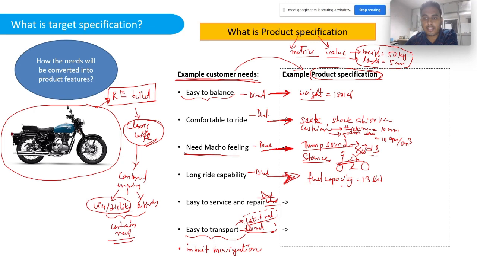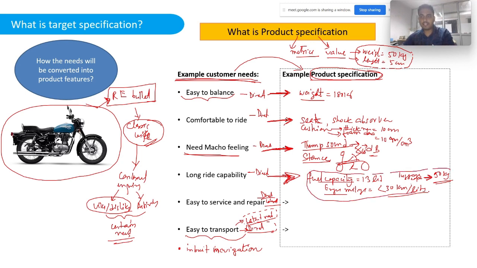You can say the engine mileage is something like less than 30 kilometer per liter. That is a measurable specification. So mileage means long run, fuel capacity means long ride. Again, luggage carrying capacity. If you are going on a long ride, you are taking, for example, 50 kg of luggage at least for your livelihood. That's why these three specifications can define one particular need.